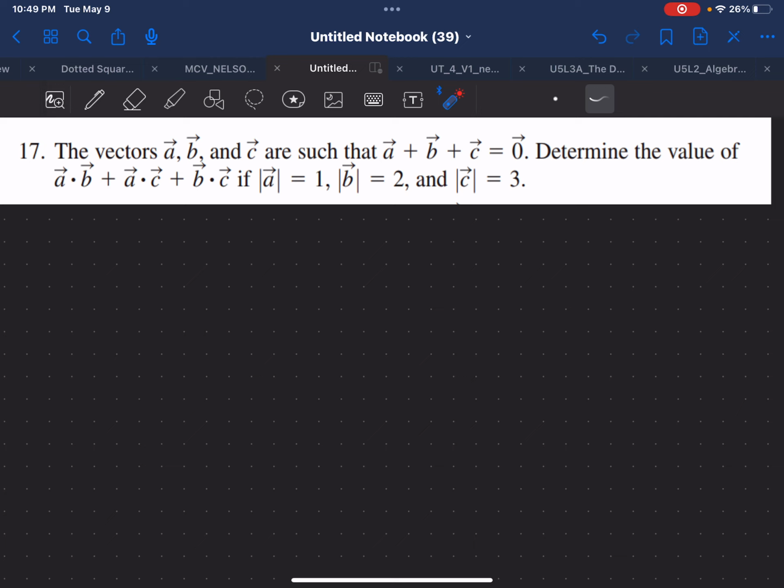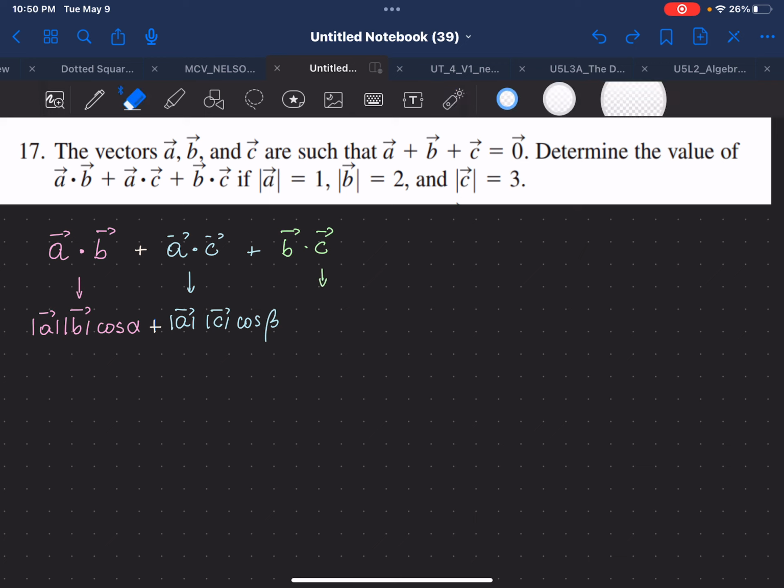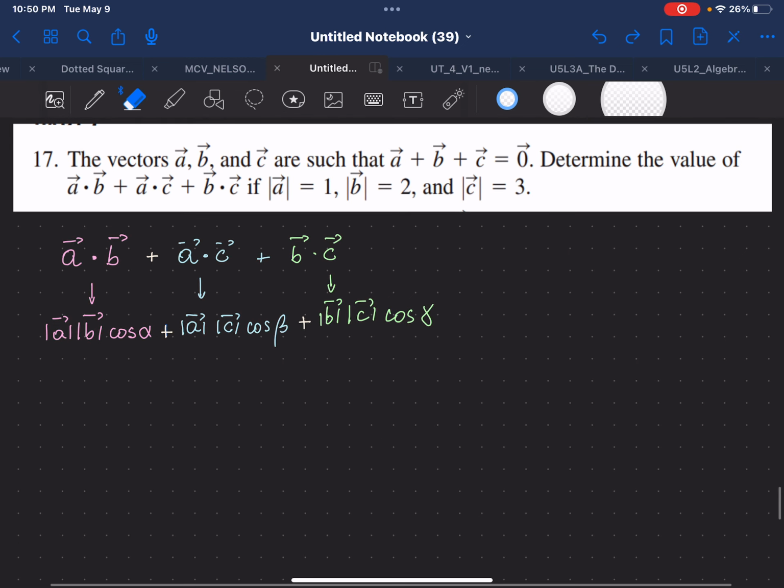So let's start off by writing the expression whose value we're trying to find. So we have a dot b plus a dot c plus b dot c. The first approach that comes to mind is using the dot product formula, which means that we'll have to replace a dot b by magnitude of a, magnitude of b, cosine alpha. We replace a dot c by magnitude of a, magnitude of c, cosine beta. And we replace b dot c by magnitude of b, magnitude of c, cosine gamma.